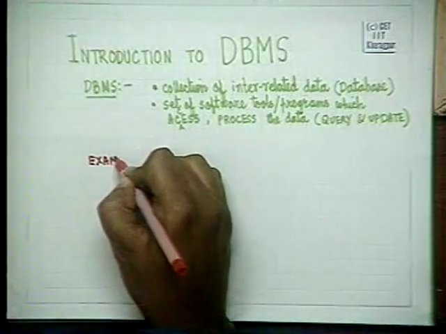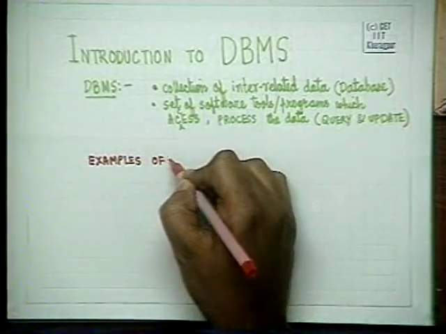Now, it is important to understand how this whole thing came up. Database management systems are nothing new. They have evolved over a long time because of the need for large scale software development. For example, a number of places require software to be developed and data to be stored so that multiple users with multiple requirements can access, use, and process that data. Several examples of such applications will be important for us to study. I will just give you one or two examples of such information systems which require a database.